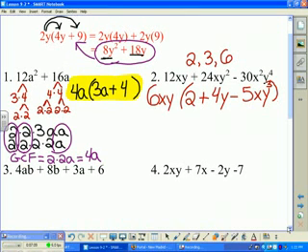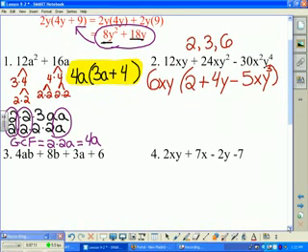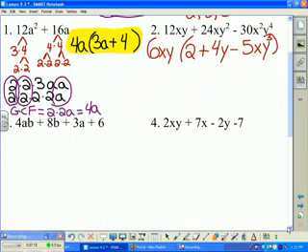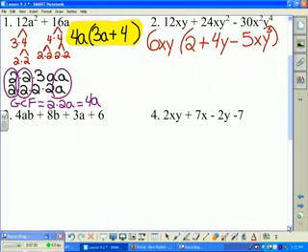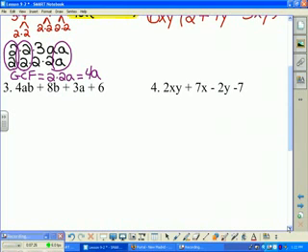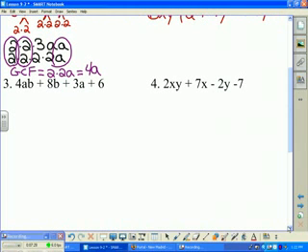Okay, moving on to number 3 and number 4. So far we've had problem number 1 with 2 terms and problem number 2 with 3 terms. In problems 3 and 4 we have 4 terms now. So in number 3, I need to look at all terms involved. Looking at the numbers 4, 8, 3, and 6, we should ask ourselves, can I divide all of those numbers by the same thing? Can I divide 4, 8, 3, and 6 by the same number?